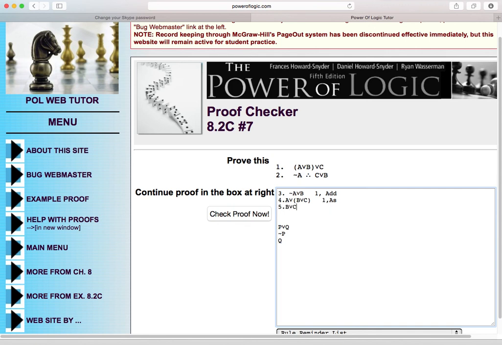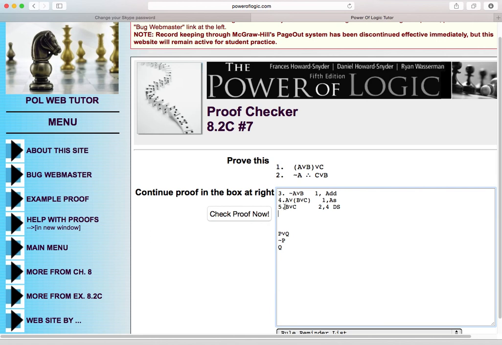So if we could negate this, and we can, then we could say B or C. Because notice we're following this pattern down here. This is now the main operator, so we have P or Q. Here's our not P, so we're going to assert Q. Notice it's following this pattern. So this comes from lines 2 and 4, disjunctive syllogism.